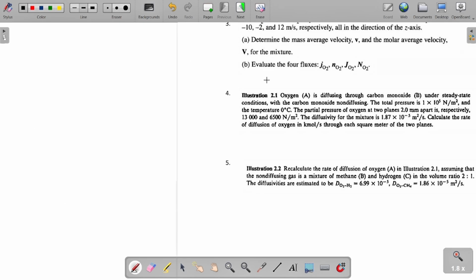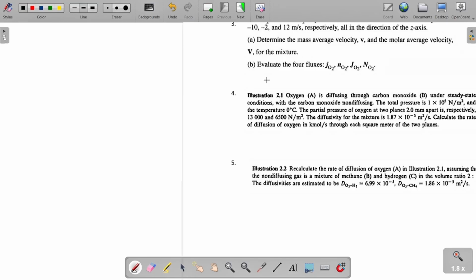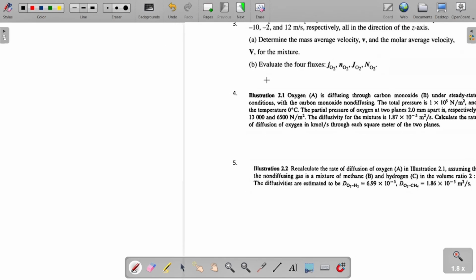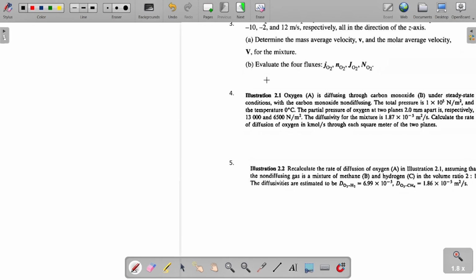And the fifth question, right, is telling us that we should recalculate the rate of diffusion for A, right? Assuming the non-diffusing gas is a mixture, right? So right now you can see that we are having a mixture of gases, which is methane and hydrogen, right? But they said it's in a volume ratio of 2:1, and they gave me the diffusivities of oxygen in hydrogen and oxygen in methane. Right, so over here we have to recalculate our DAB.